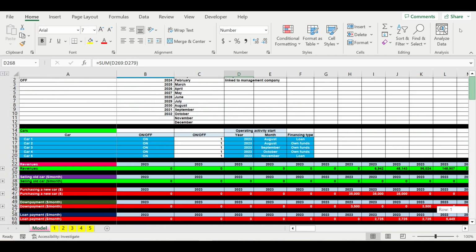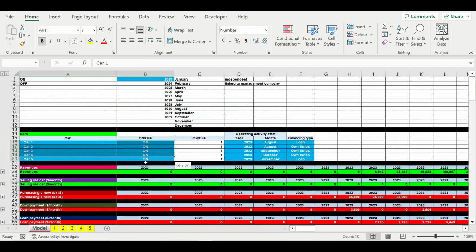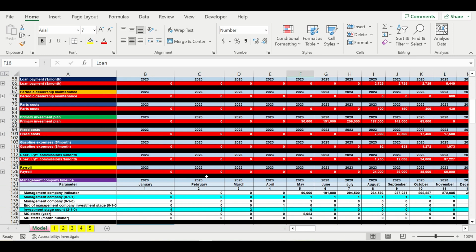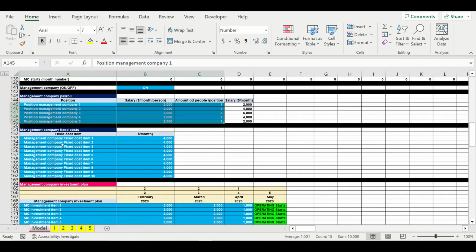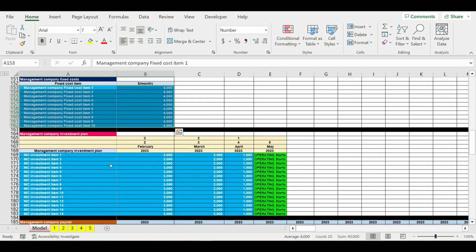So all blue cells, by the way, are inputs. This is some kind of a dashboard where we can name our cars, we can switch them on and off from calculations, we can set up when operating activity starts for each car, and what type of financing we're using for this specific car, so a loan or our own funds, so lease or our own funds. Then we have a management company, we can switch it on and off. We have payroll for this management company, we have fixed costs for the management company, we have an investment plan for the management company.